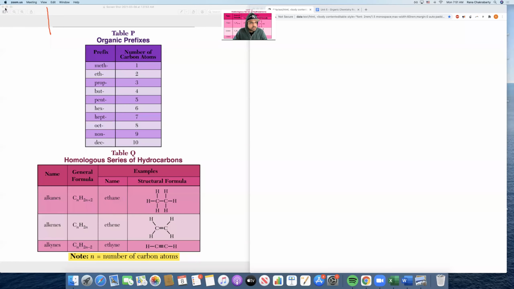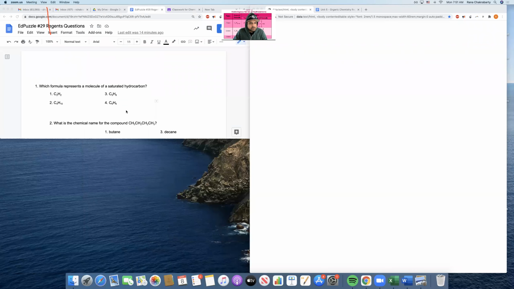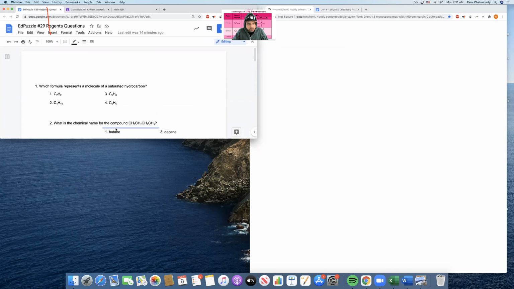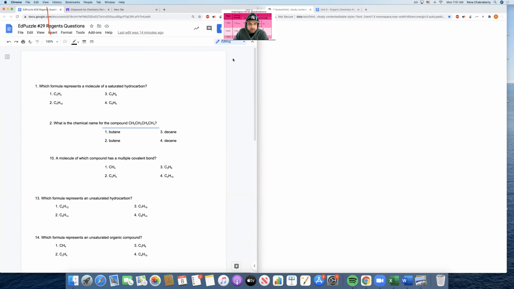Let me close this tab. Yes, so let me delete these. Too distracting. Oops, sorry. All right, so this one here. Right, so which molecule represents a saturated hydrocarbon? So if it's saturated, it has single bonds, which means the hydrogens are double the amount of carbons plus 2. So I see here, it'll be C4H10, because that's double plus 2.